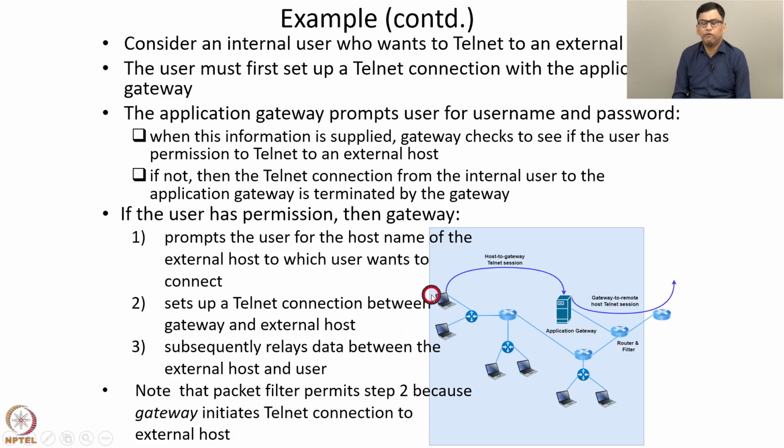So in this way, we can enforce the requirement that only users from a restricted list of users are allowed to establish telnet connections to hosts outside the organization's network, and inbound telnet connections have to be blocked. These requirements can be enforced in this way using an application gateway.